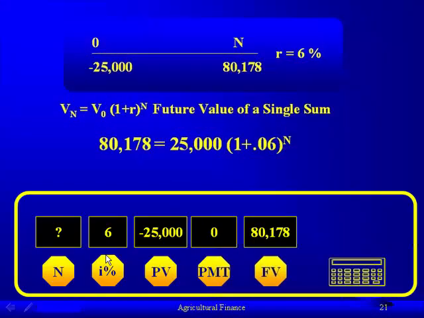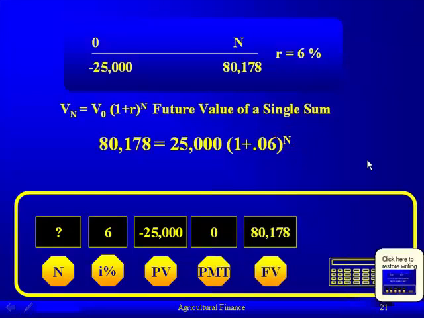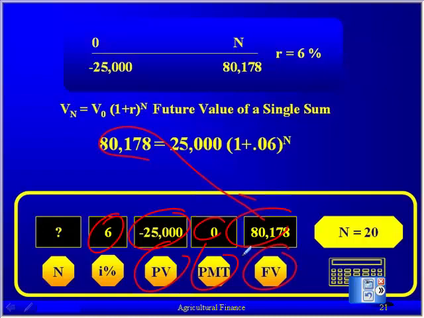So we pull out our calculators again. Well, first of all, for you mathematicians, you can solve for this by dividing both sides by 25,000 and then taking the logarithm of both sides. So you can do this particular one by hand if you want. Your calculators will also handle it: put 6 as I, 25,000 PV, zero out your payment, put your 80,000 as your future value, compute your N, and it comes out to 20 years.